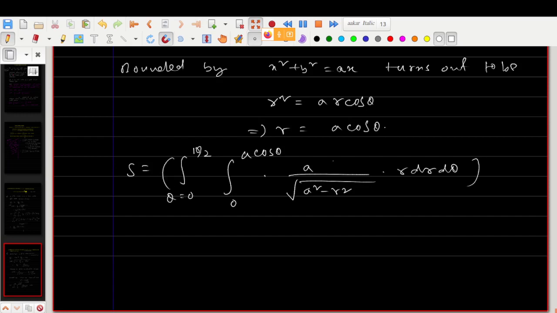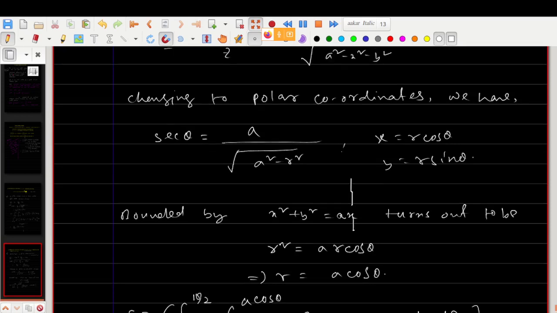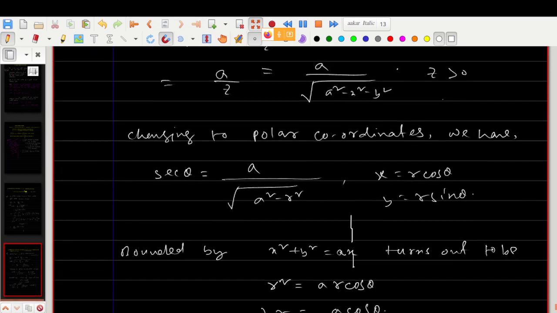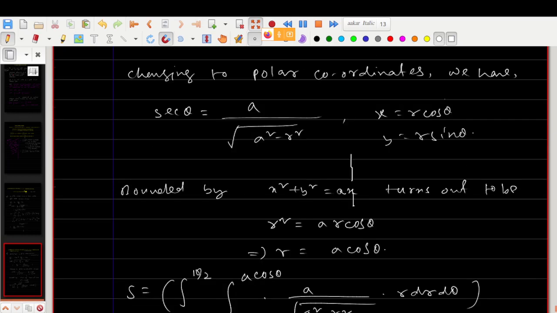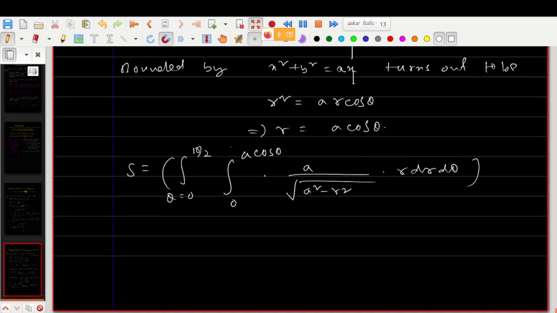But see here, I have used z is positive. So I have assumed it is lying in the first quadrant, but I need to compute the surface area throughout the sphere. So just multiply it by 2, because I have computed in the first quadrant. And if you compute, then it will come to pi.